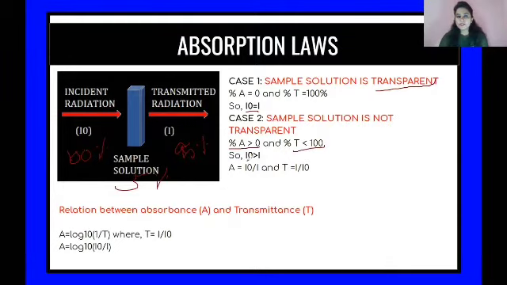So in that case, the I0 value, which is the incident radiation, will obviously be greater than the transmitted radiation. Now, a very important law has been established to establish a relation between the absorbance and the transmittance.